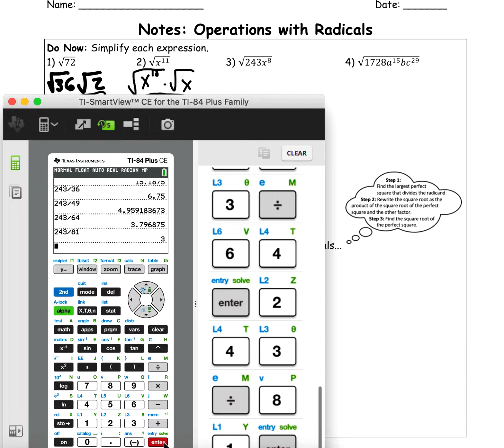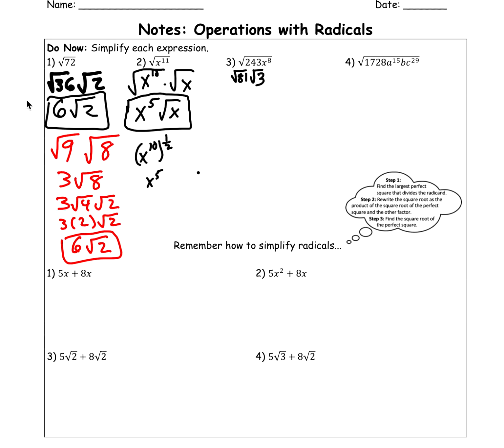So this would now be radical 81 times radical 3. That separates the 243. And then x to the 8th is a perfect square, so we can just leave it as radical x to the 8th. Simplify each radical. Radical 81 is 9. Can't do anything with radical 3. Radical x to the 8th would be x to the 4th. And then just rewrite it with the radical at the end. That would be 9 x to the 4th radical 3.